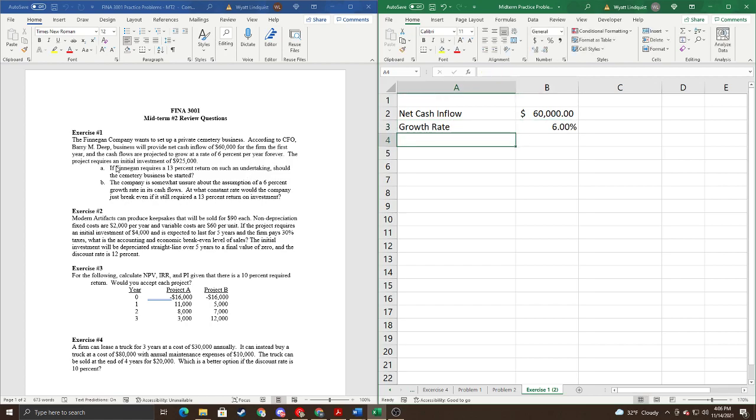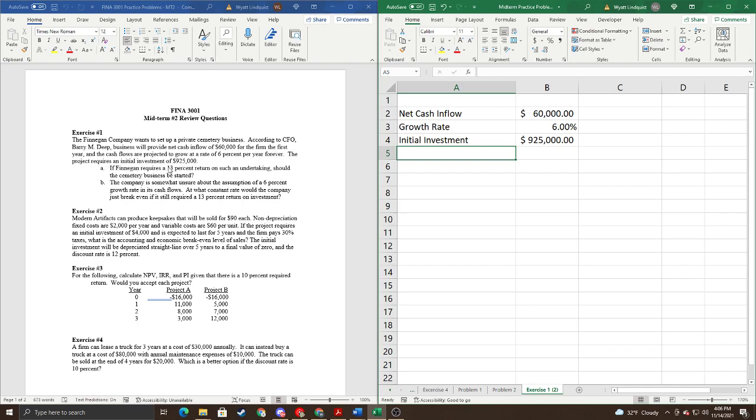And the project will require an initial investment of $925,000. So there we go. Now we have all the information given in the problem, but we'll have a couple more things given in the A and B sections.